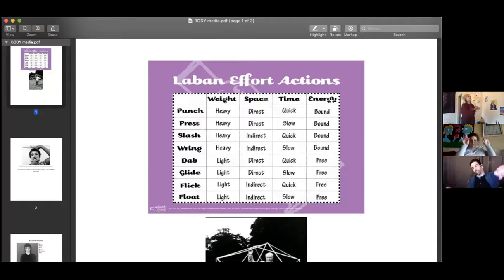Move just your shoulders in a glide. Nice. Now add your whole body back in. How does this make you feel? I'm sorry, Mr. Brian, I cut you off. How does a glide make you feel? Relaxed. Relaxed, yes. I feel powerful. Yes, I feel very regal. Royal, even. Very nice. What kind of characters might move in a glide?